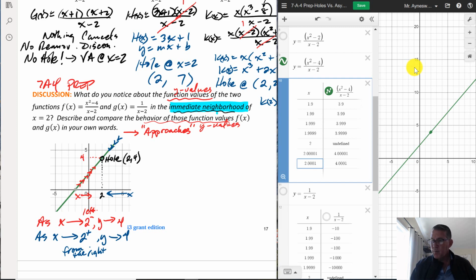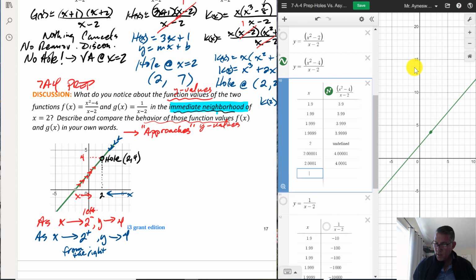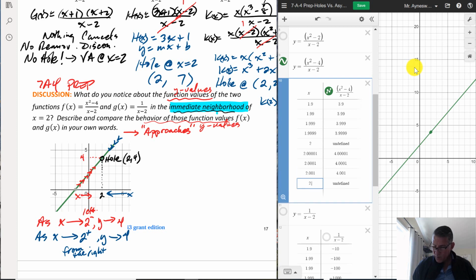And notice that the number is a little bit bigger. Let's go a little bit further away. 2.001. That's 2 and 1/1000ths. Notice that the numbers in the y values are slightly bigger. Let's go a little bit further away, so 2.01. And notice that the number keeps increasing. So as you get further away from 2, the number gets bigger.